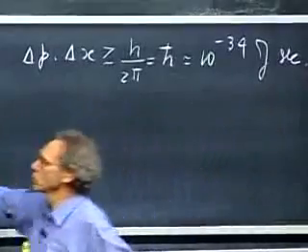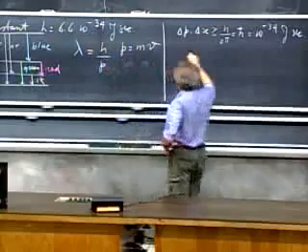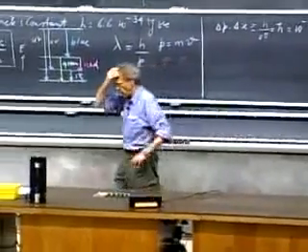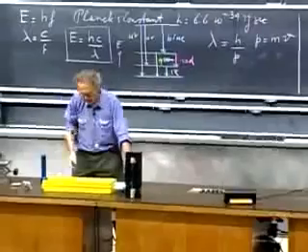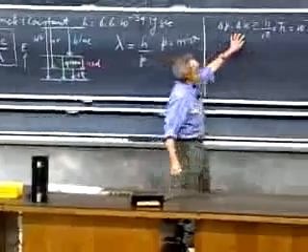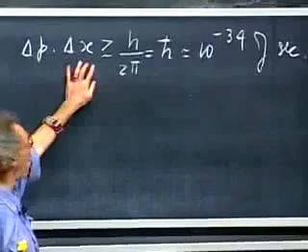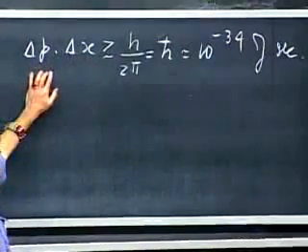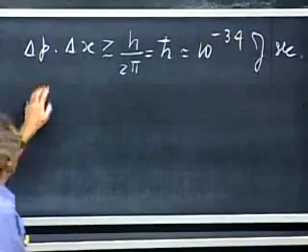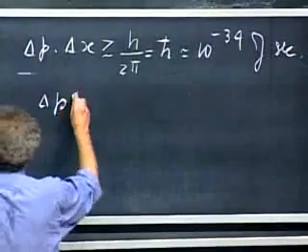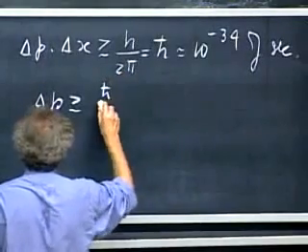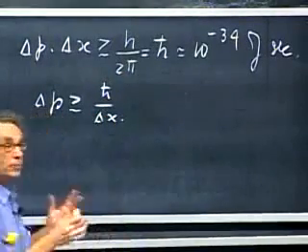You see, h is 6.6 times 10 to the minus 34. If you divide that by 2 pi, you get about 10 to the minus 34. What does this mean now? Well, it means that if the position is known to an accuracy delta x, and we'll give you some examples, the momentum is ill-determined, not determined to the amount delta p larger than or equal to h bar divided by delta x. That's what it means.